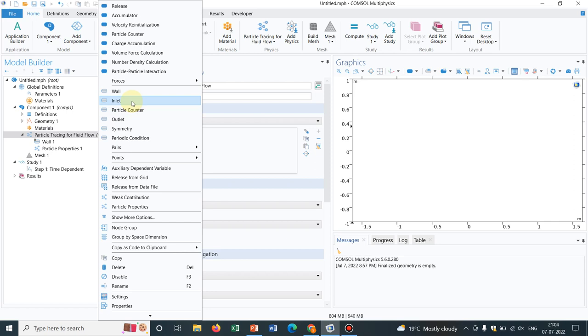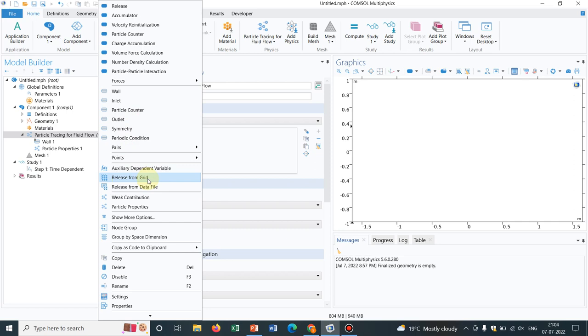That means you can choose an inlet, and from your inlet the fluid can come in. You can choose an outlet, and from the outlet your fluid can go out. So that is the way. Another option is there, Release from Grid.